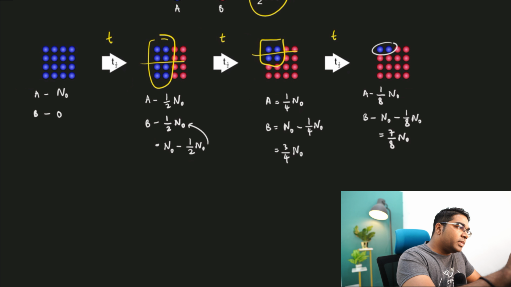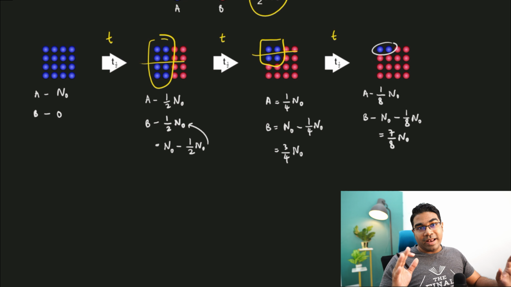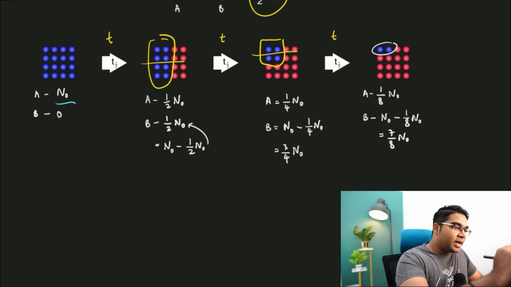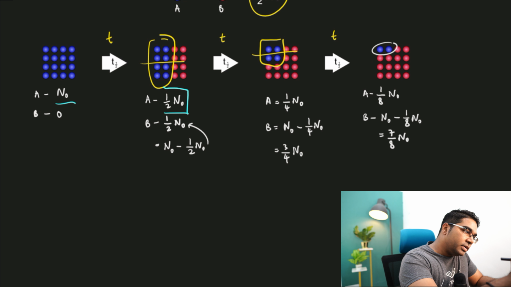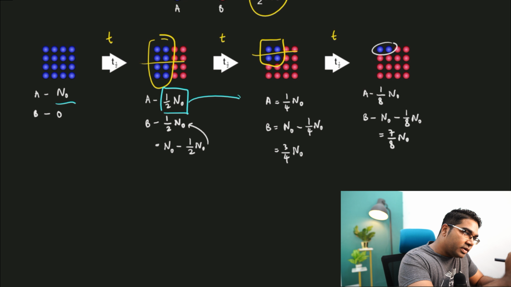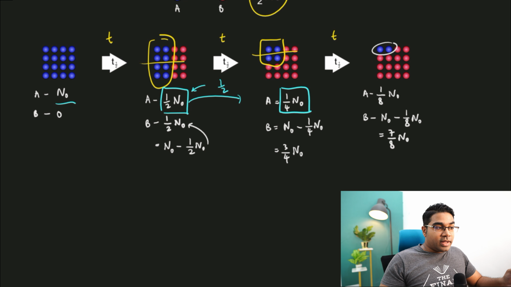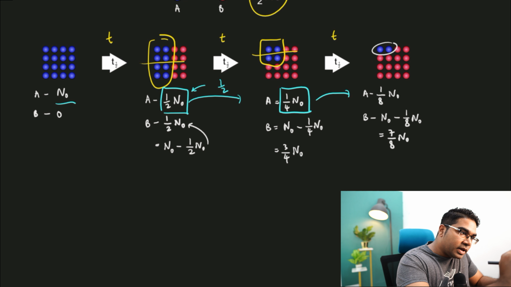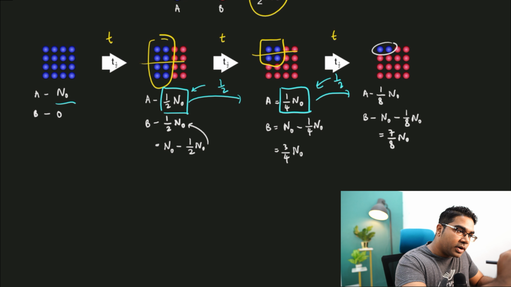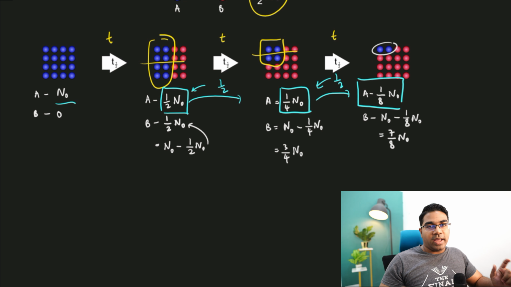So if you look at the number of radioactive nuclei left each time, we started with the full value N naught. After one half-life, it becomes half of N naught. And after the second half-life, it becomes half again, which is 1 over 4 N naught. And then after yet another half-life, once again it becomes half, which is half of 1 over 4, so we get 1 over 8.